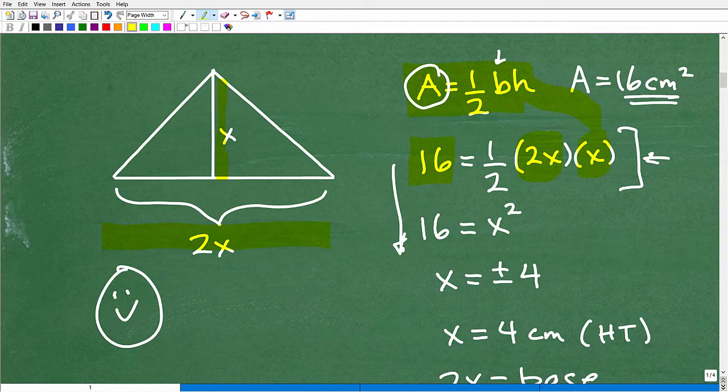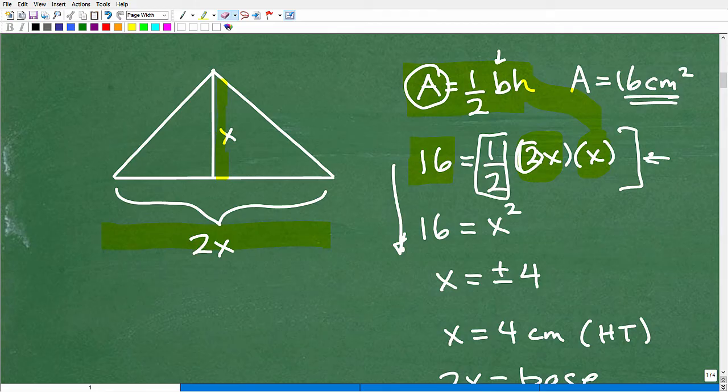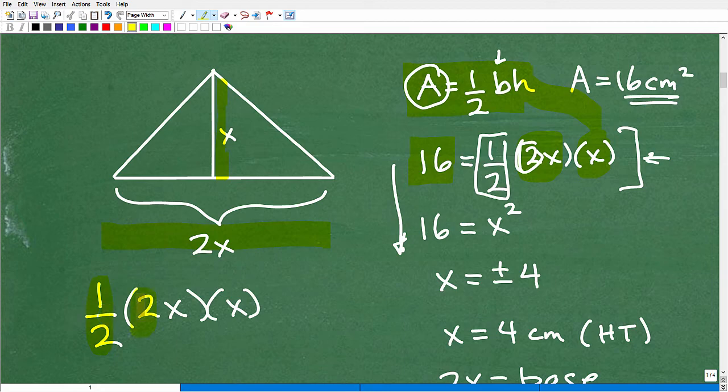All right, so here we have 1/2 times 2x times x. So this 1/2 right here and this 2 will cross cancel. Matter of fact, let me go ahead and show you this a little bit more thoroughly for those of you that need to see this. So we're going to go this number times this number. 1/2 times 2 is, of course, 1.